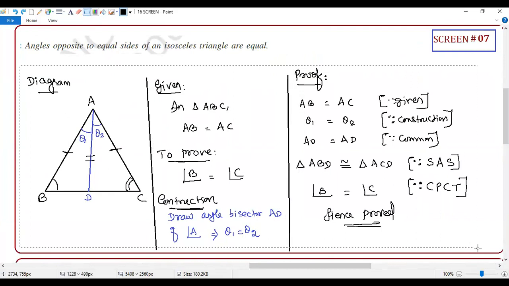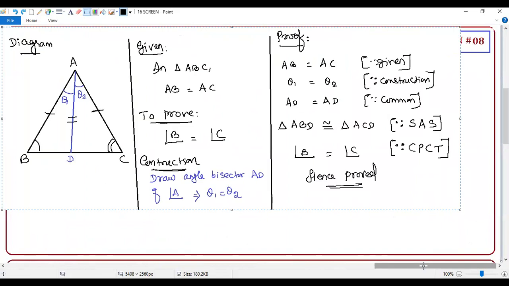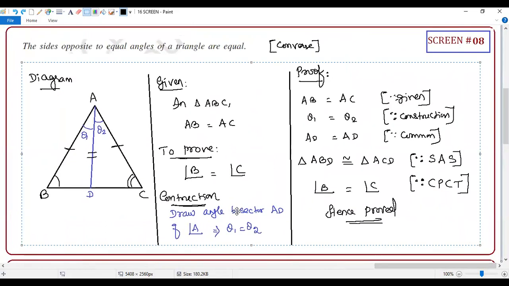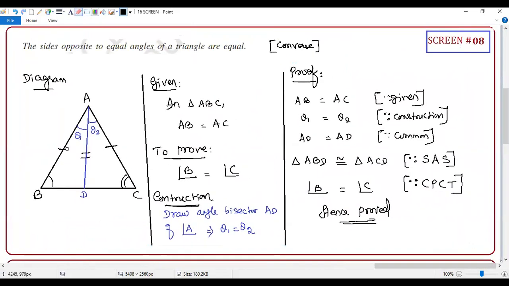What changes? I will just copy paste and change so that you will understand how the converse theorem can be proved. Now the thing is that you don't know these sides are equal. But these two angles are equal. It is given, correct? Because equal angles. So in triangle ABC, what I need to say? Angle B equal to angle C. Can I get a yes or no? This is given.